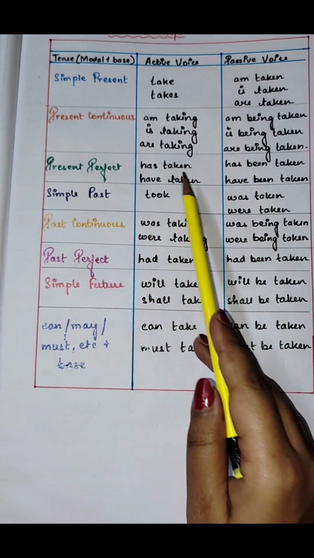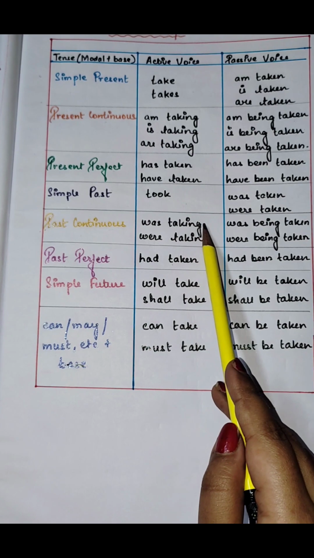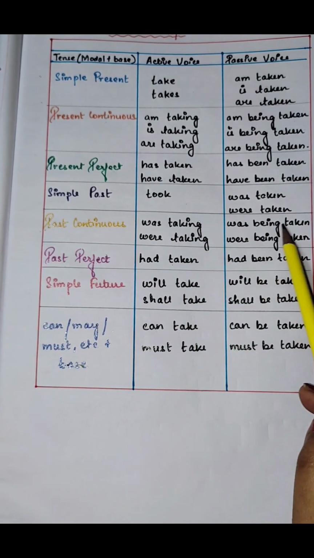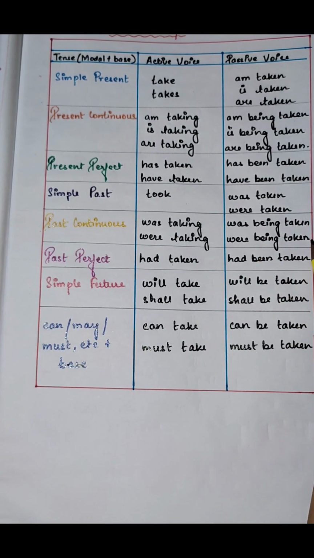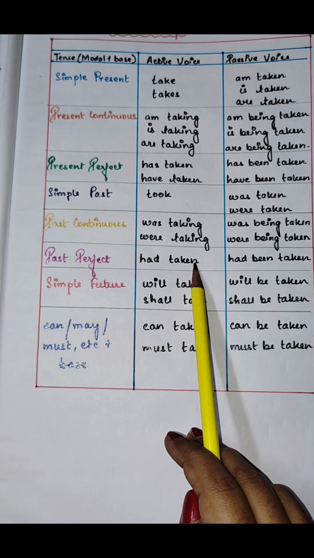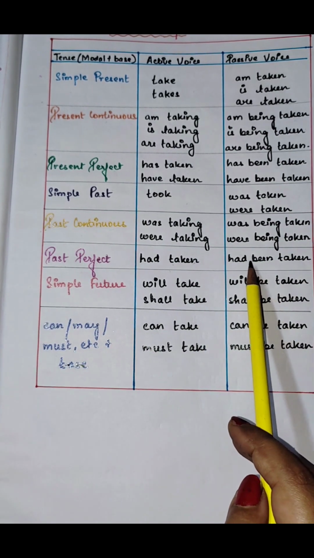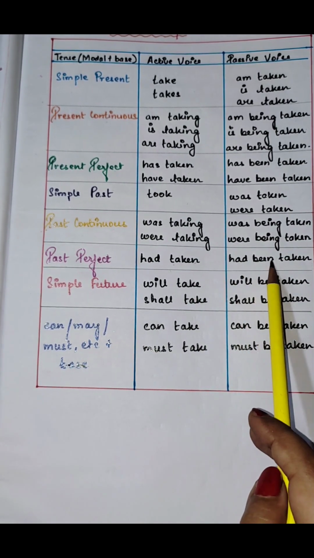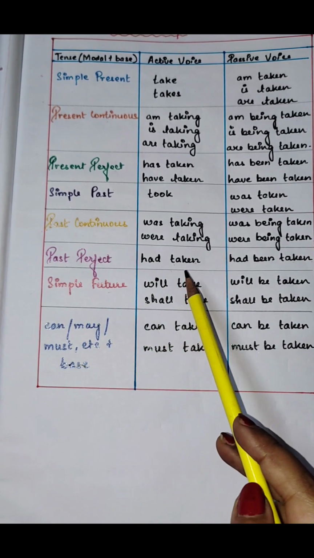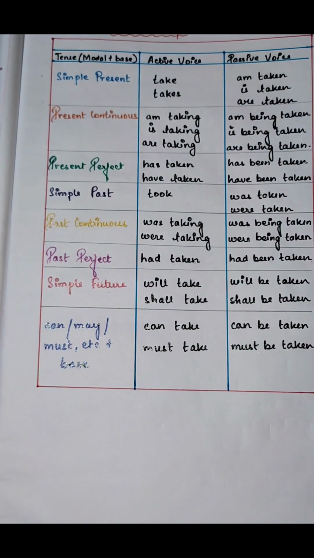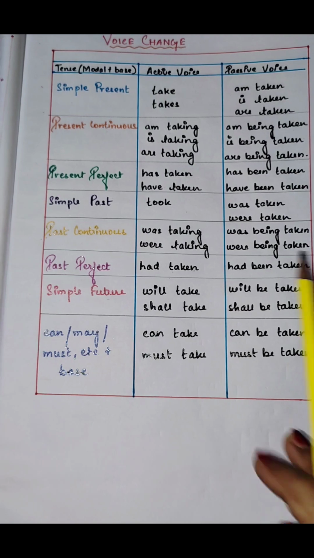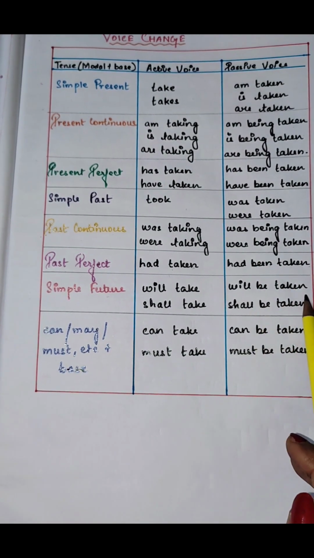Past continuous for active voice, was taking, were taking. In the passive voice, was being taken, were being taken. In the past perfect, had taken. When you change it to passive voice, it becomes had been taken. In case of simple future, it is either will take or shall take. Okay, and when you change this to passive voice, it becomes will be taken or shall be taken.